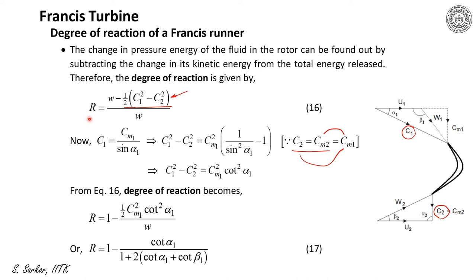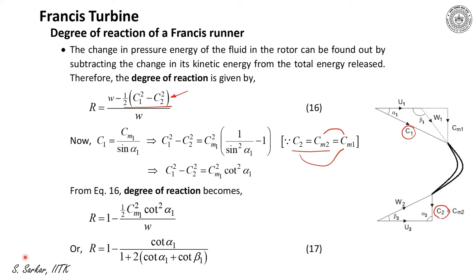Now, from equation 60, the degree of reaction becomes R is equal to 1 minus half CM1 squared into cot squared alpha 1 divided by W. Thus, R is equal to 1 minus cot alpha 1 divided by 1 plus twice cot alpha 1 plus cot beta 1. That is equation number 17. Thus, equation number 17 is an important relation which gives the expression for degree of reaction.